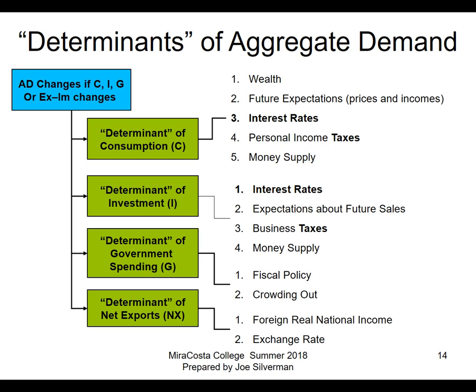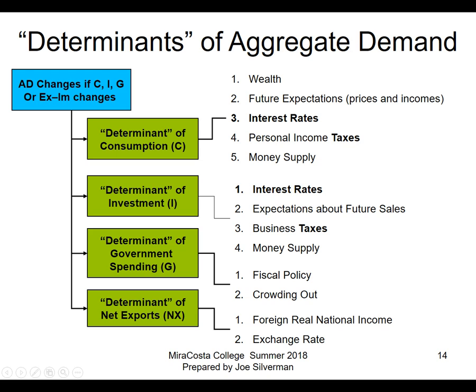When the housing bubble burst, a lot of people saw their home go down in value. Now, maybe nothing happened to their income. Maybe they had no plans on selling their home, but because they felt less wealthy, they also cut back on their consumption. So changes in wealth will also affect consumption as well.